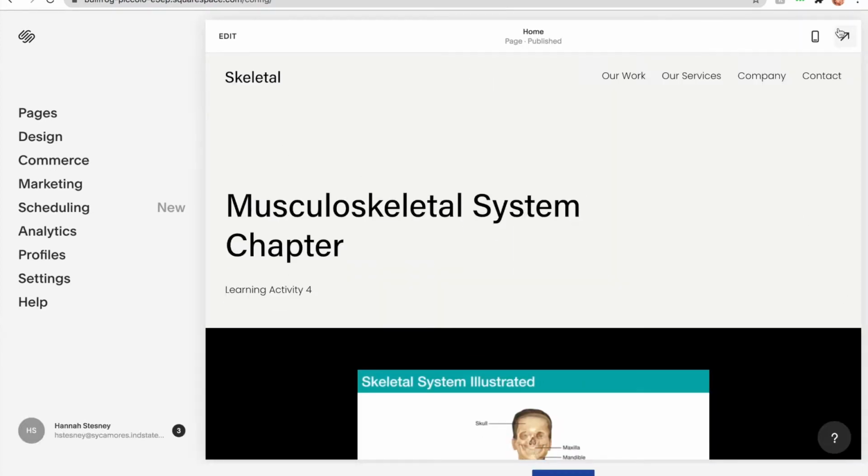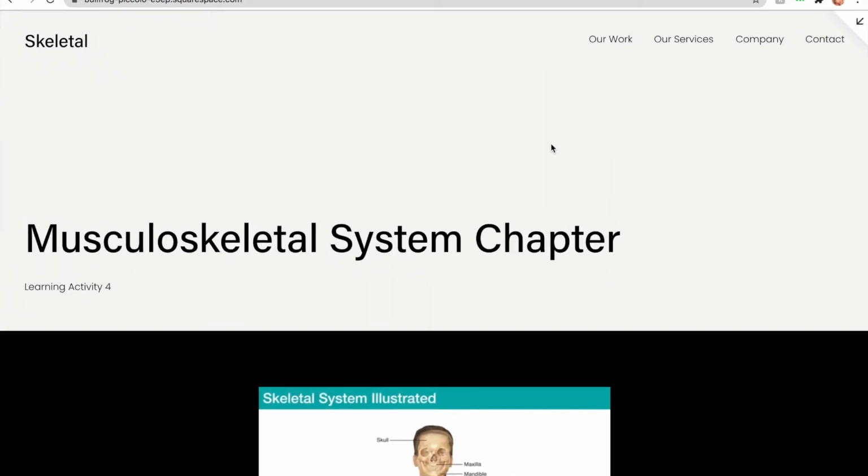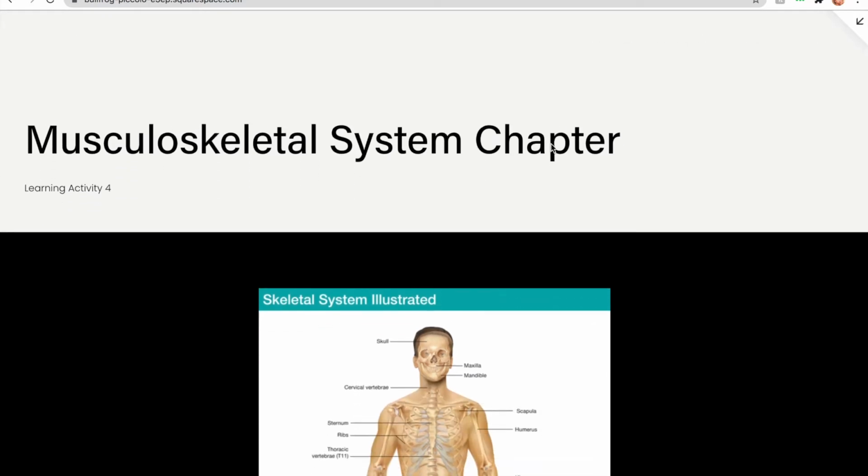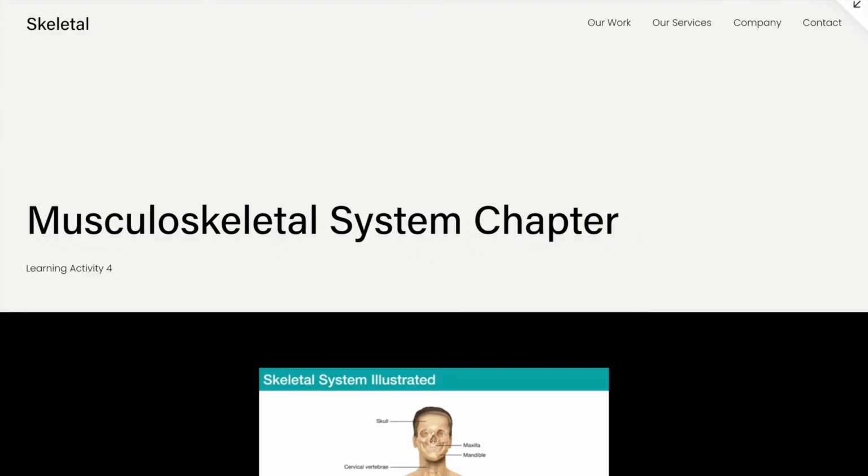For my learning exercise 4, I made a website. It is called the Musculoskeletal System Chapter Learning Activity 4. This is what the website looks like when you first enter it without scrolling.